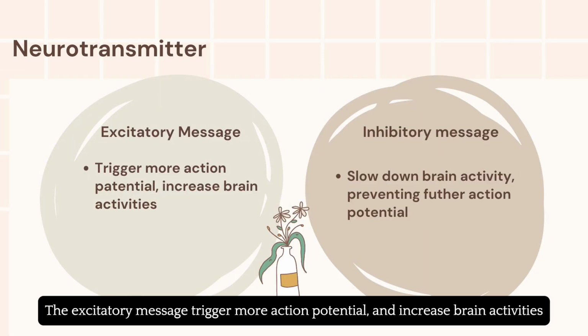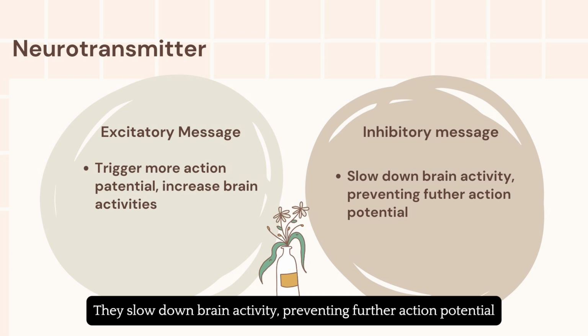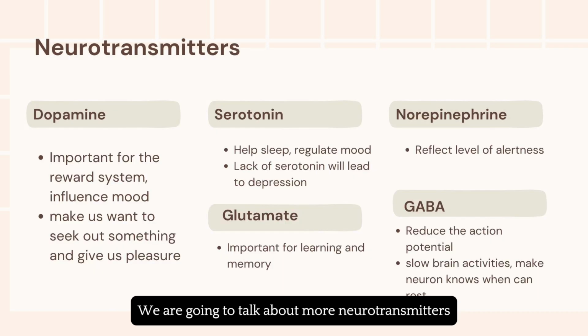The excitatory message triggers more action potentials and increases brain activity. The inhibitory message is the opposite of the excitatory message. It slows down your brain activity, preventing further action potentials. And we're going to talk about more neurotransmitters.